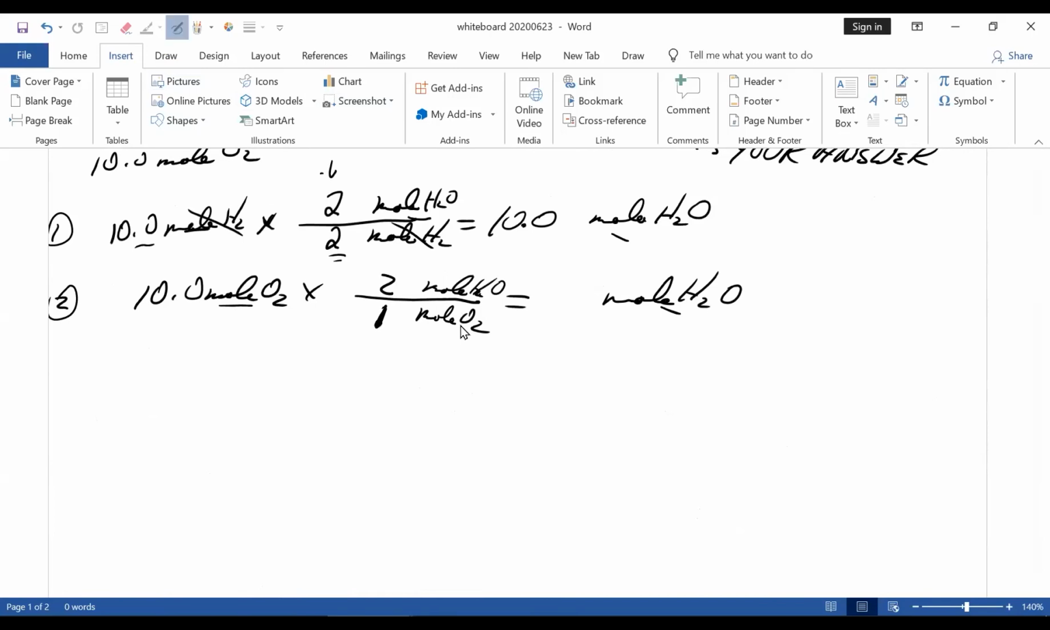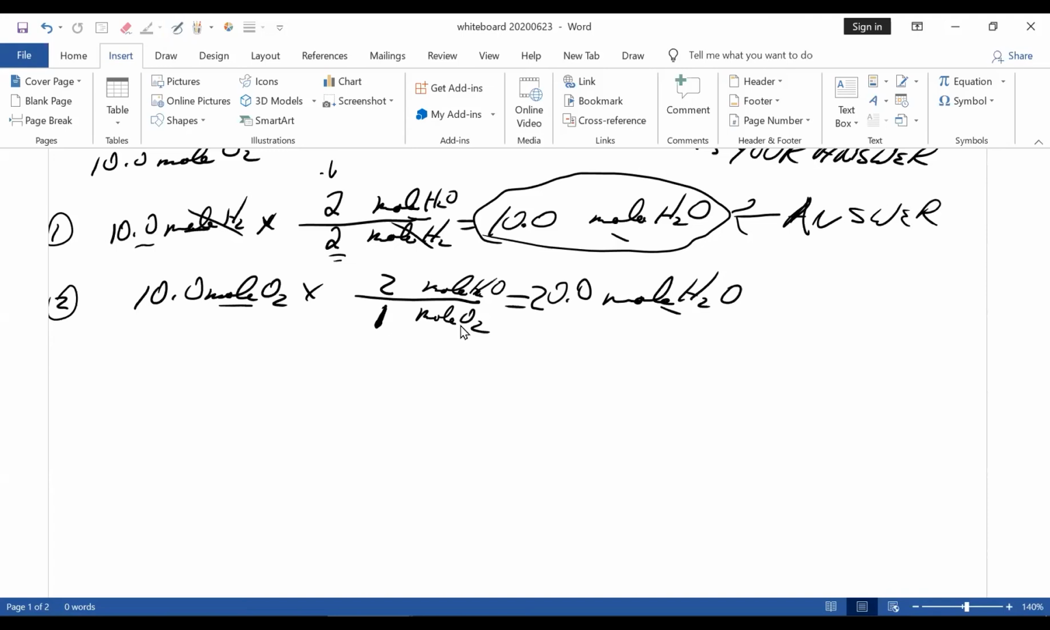Let me get my calculator out. Hold on. Now, which of these is smaller? This is the smaller one. Therefore, this is your answer. And that's how you do limiting reactants. Now, some teachers give it to you in grams, so you've got to convert grams to moles and then moles back to grams. I don't do that. Dr. White likes to be nice.